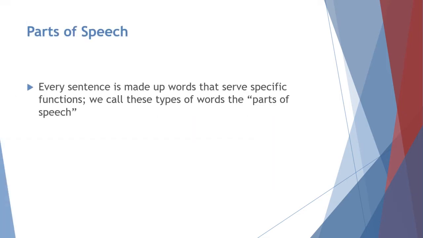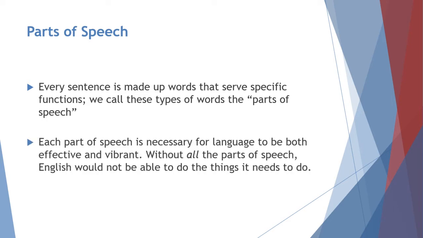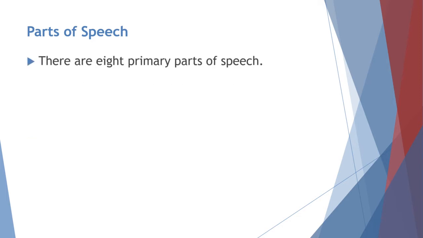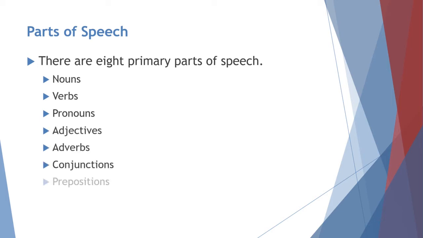Parts of speech. Every sentence is made up of words that serve specific functions. We call these types of words the parts of speech. Each part of speech is necessary for language to be both effective and vibrant. Without all the parts of speech, English would not be able to do all the things it needs to do. There are 8 primary parts of speech: nouns, verbs, pronouns, adjectives, adverbs, conjunctions, prepositions, and interjections.